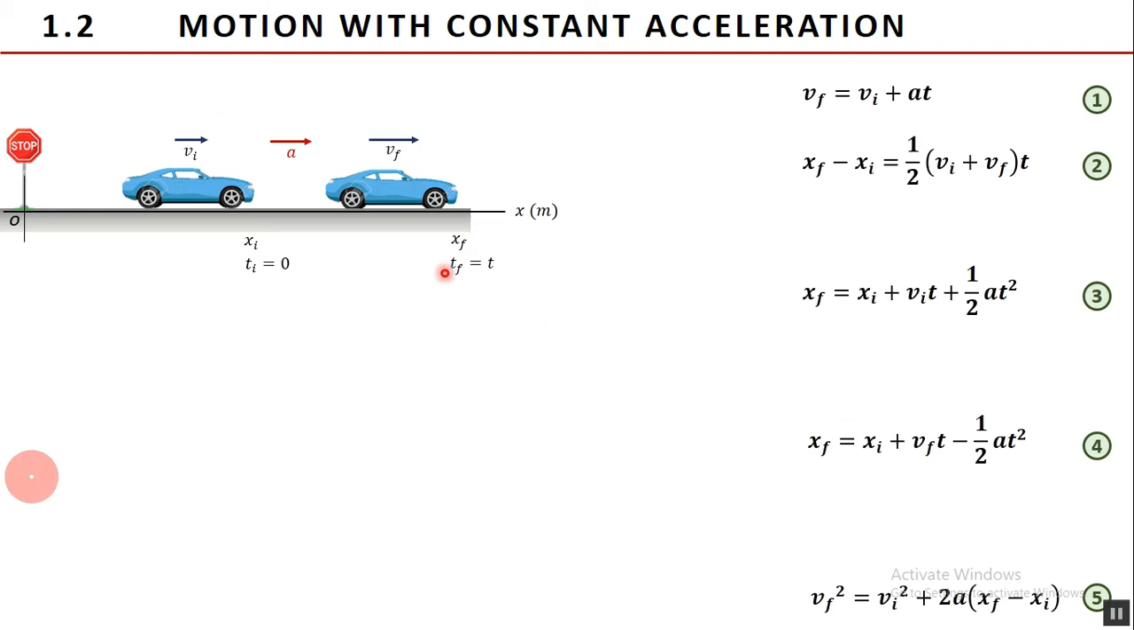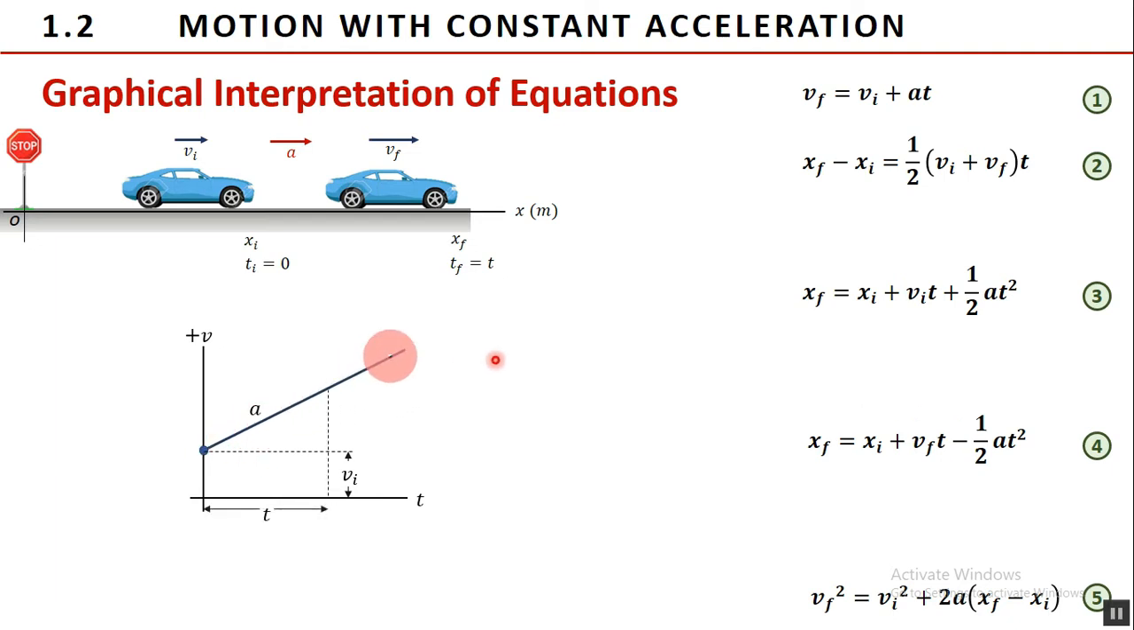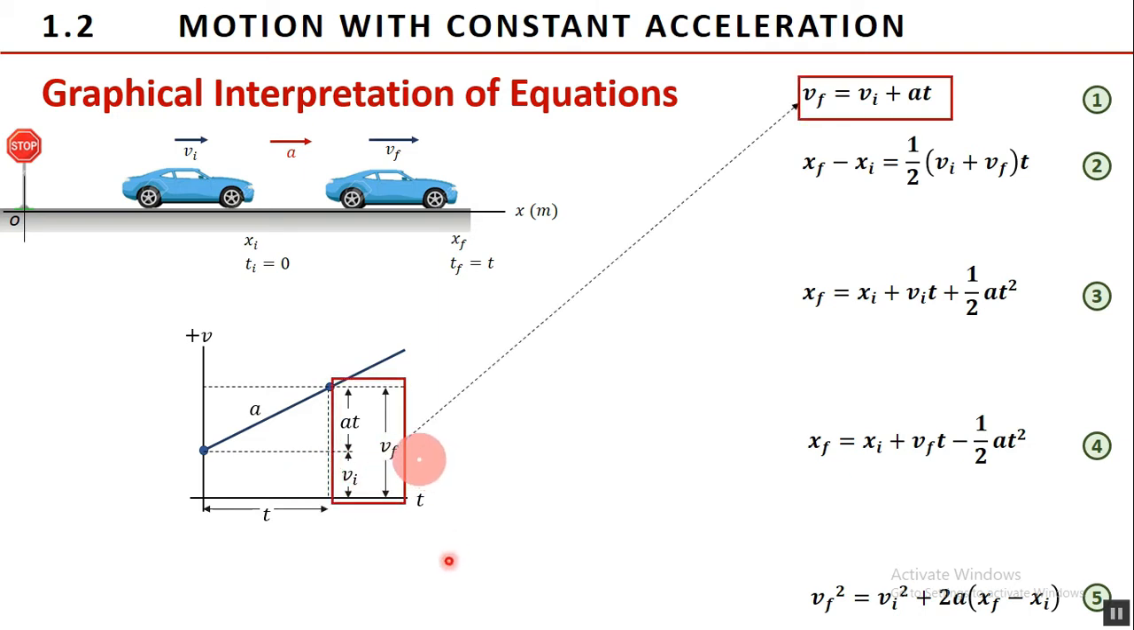Now, to have a different view on this, let us investigate how these equations relate to our motion graphs. Consider a velocity-time graph of a body moving initially at a velocity v sub i, then accelerates at a constant rate a, which is represented by the slope of this line. At a later time the velocity has changed by this height, at. It is clearly seen from this graph that if we add v sub i and at, the result will be the final velocity v sub f, which agrees with equation 1.